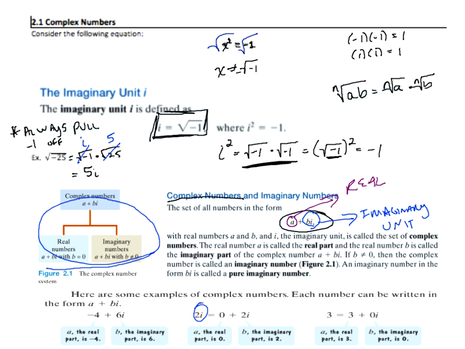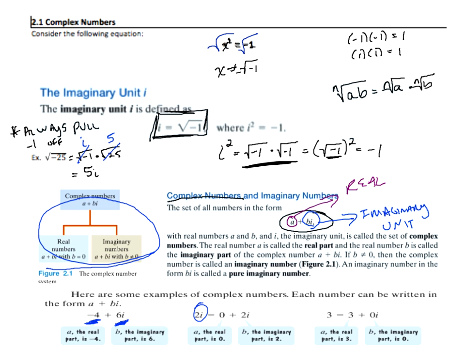All right, so when you write a complex number in standard form, you always put the real part of it first, and then plus or minus the imaginary unit part.